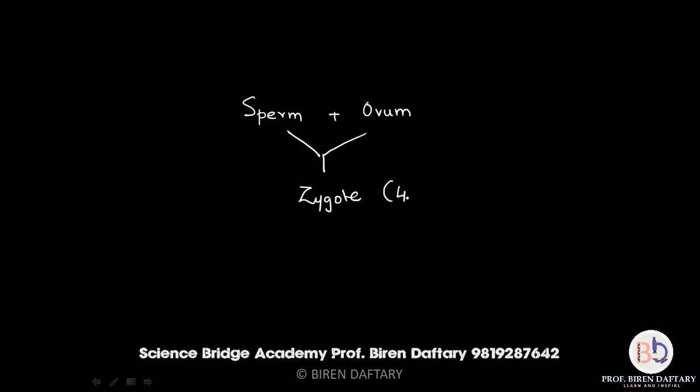Alright, so the zygote has 46 chromosomes, sperm has 23 chromosomes, ovum also has 23 chromosomes. This zygote is a single cell and it will undergo divisions, which is basically called cleavage. So when the first zygote, which is single celled, undergoes the division, that division is helped by the proximal centriole.